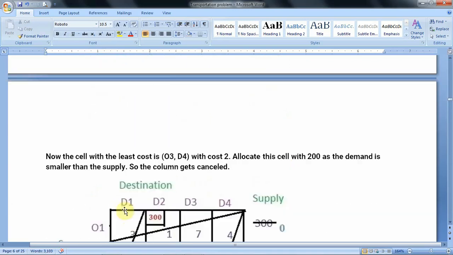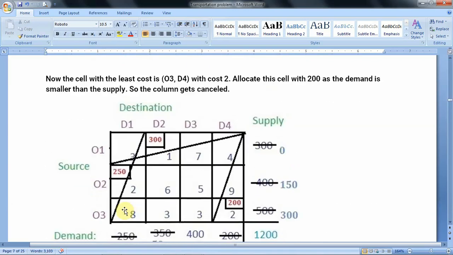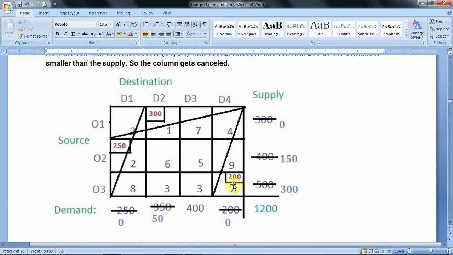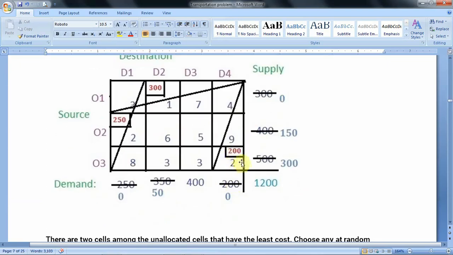Next we go to the O3 D4 cell. This also has the minimum cost, 2 rupees. So allocate the maximum units, that is 200 units. So 200 units can be allocated. 500 minus 200, that is 300 units. Here 0 units are left, so the D4 column can be cancelled or satisfied. So cross out that line.